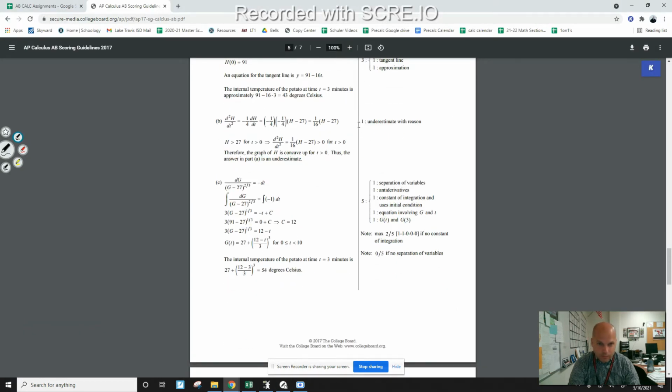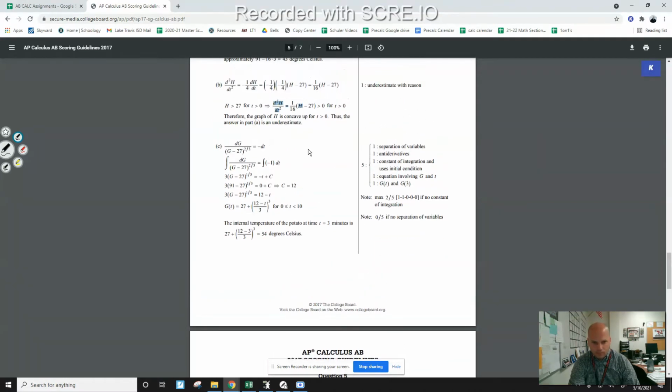Part B, it's only 1 point. Look, the second derivative is negative 1/4 times dh/dt. And when they said h is bigger than 27 for t greater than 0, which means this has to be positive. They are saying h is concave up. Now they say h is concave up, not dh/dt. You can just say the second derivative is positive. It's an underestimate. That's fine.